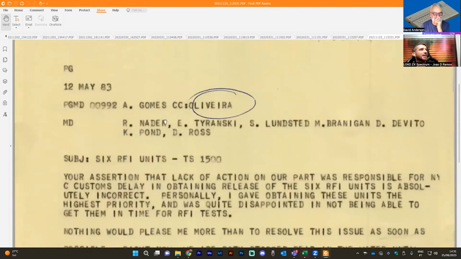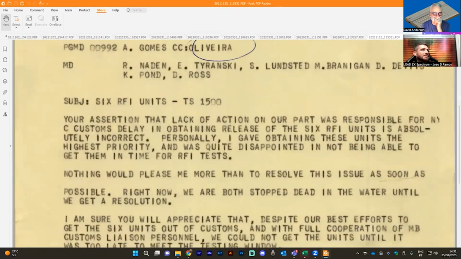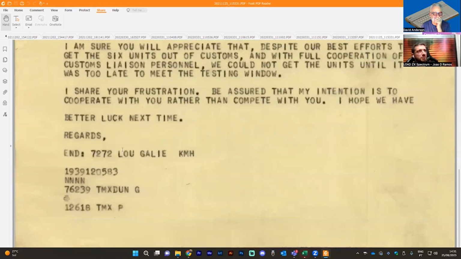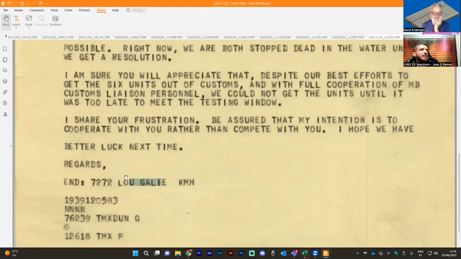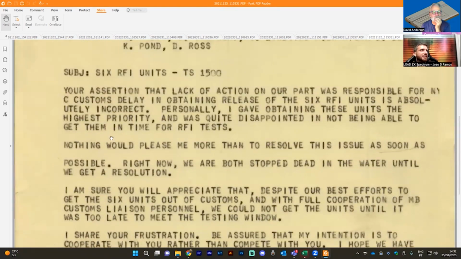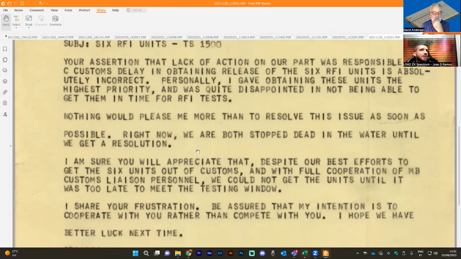This is the one where they are complaining. There was a document before from Tony Gomes complaining that the guys in the US didn't do what they should to get the computers out of customs. And now Lou Gehling is clarifying it, saying, your assertion that lack of action on our part was responsible for the delay to get the 6 units is incorrect. I gave obtaining these units highest priority. I was quite disappointed not being able to get them in time for the RFI tests, blah, blah, blah.